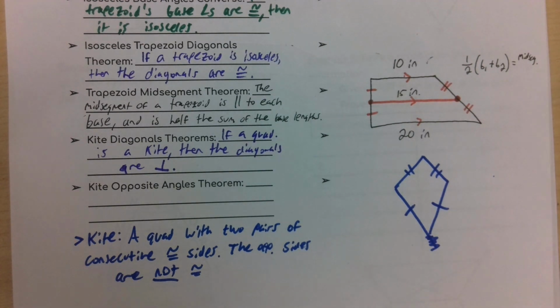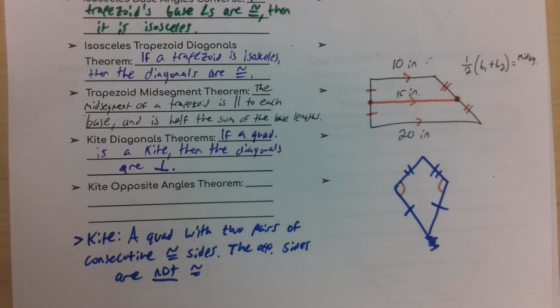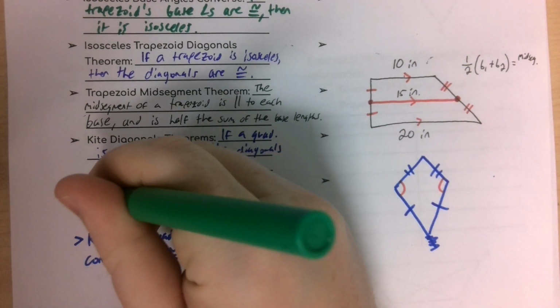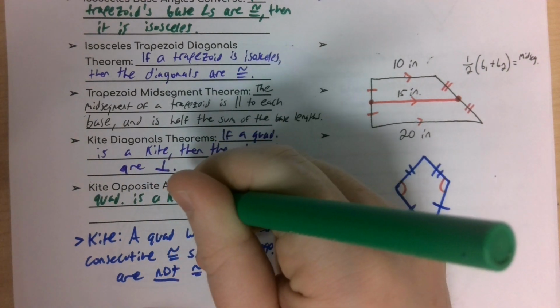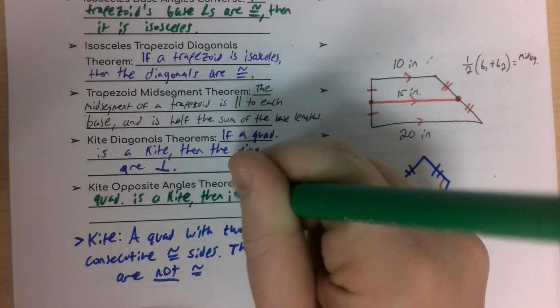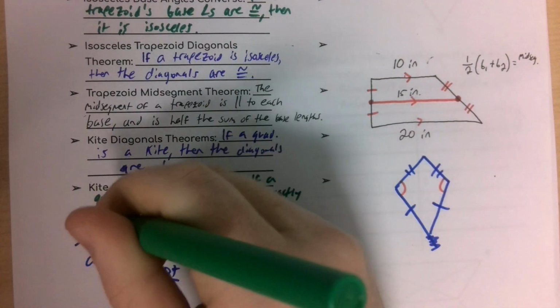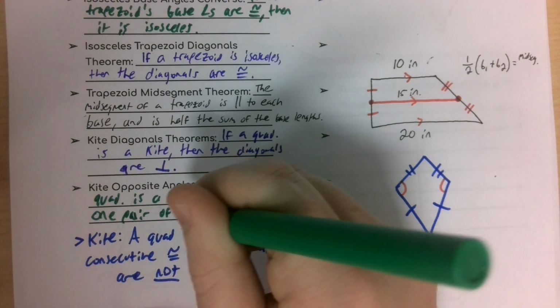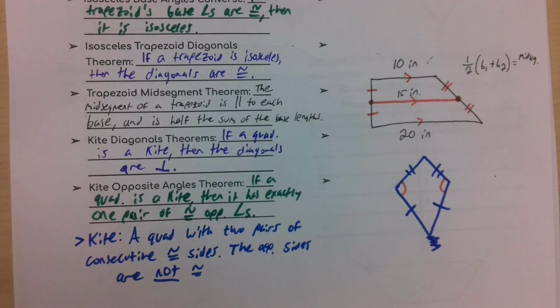The kite opposite angles theorem says that there is exactly one pair of congruent opposite angles. So, if a quadrilateral is a kite, then it has exactly one pair of congruent opposite angles. There we go.